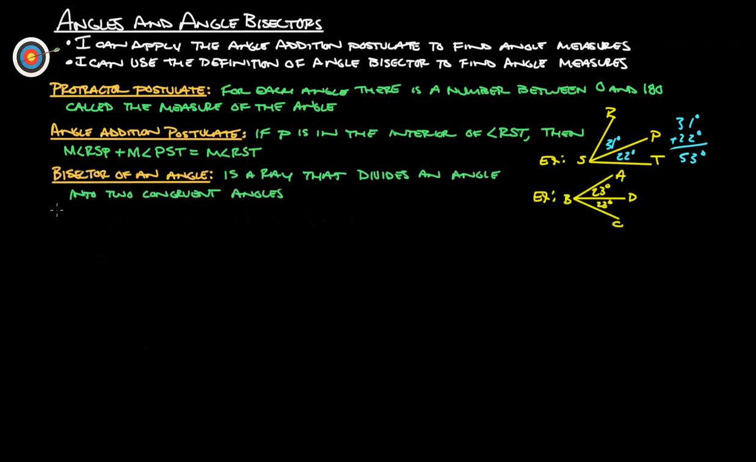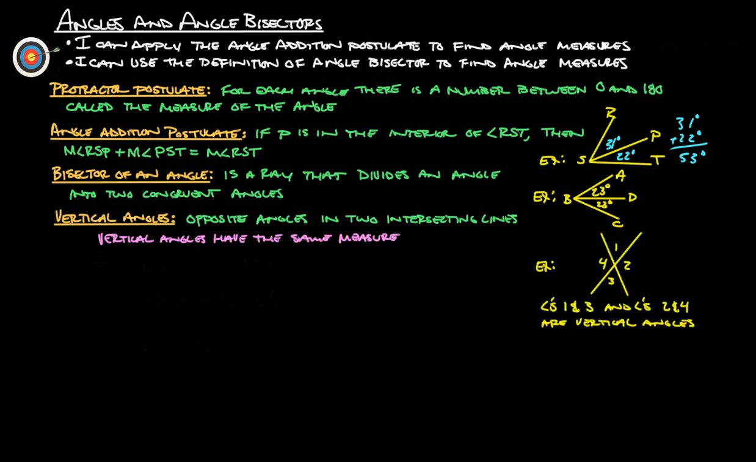All right. Next thing, bisector of an angle. That is a ray that divides an angle into two congruent angles, so it cuts it exactly in half. So we have angle ABC and BD here separates it into ABD and DBC, where both are the same, which in this case is 23 degrees. Bisect means to cut something exactly in half. Since it's an angle, that's cutting the angle exactly in half.